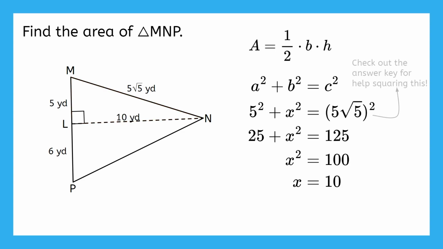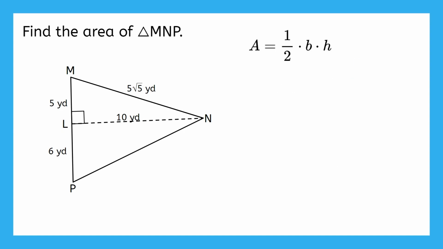If you need a refresher on how to square roots like 5√5, ask an adult to check out the answer key for this problem in the Notes template PDF. Now let's go back to our area formula. We know that the height is 10. We want to use MP as our base, so what's the length of MP? By segment addition, we know that the length of MP will be 11, because we add 5 and 6 together.